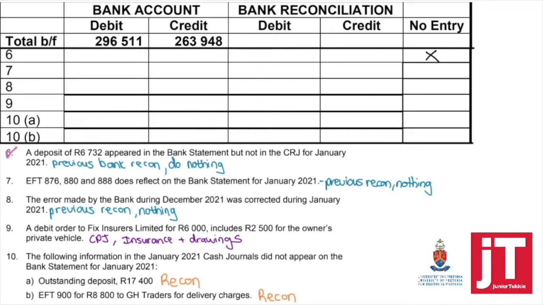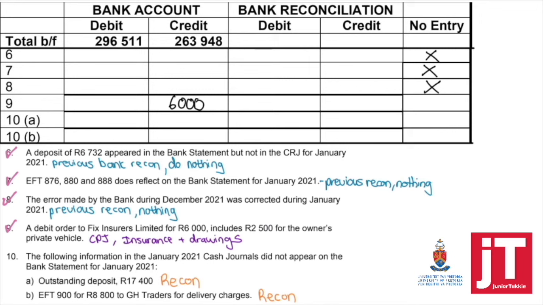Transaction number 7, do nothing, so we just make a tick or a cross. Transaction number 8, do nothing. The mistake was corrected by the bank, so we are just going to tick it off, so no entry. Transaction number 9 in the CPJ. CPJ means the bank account will be credited with 6,000.